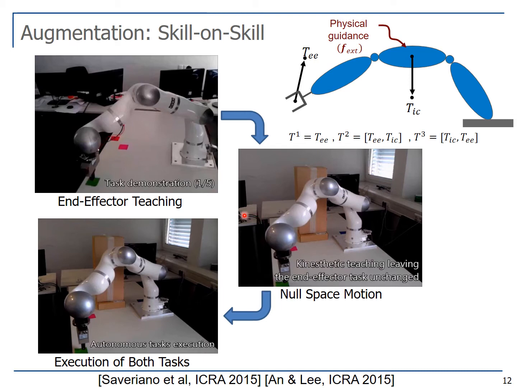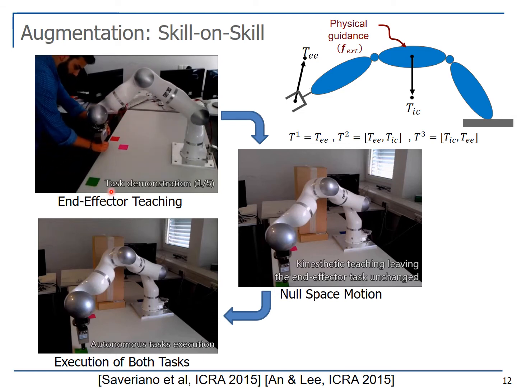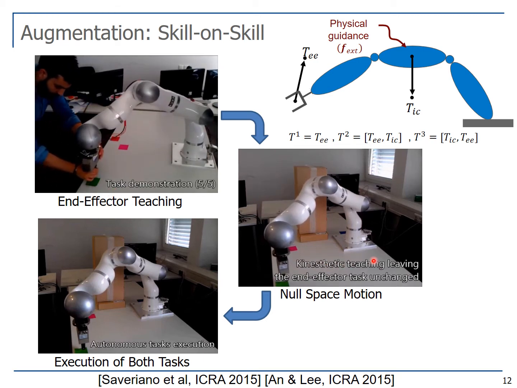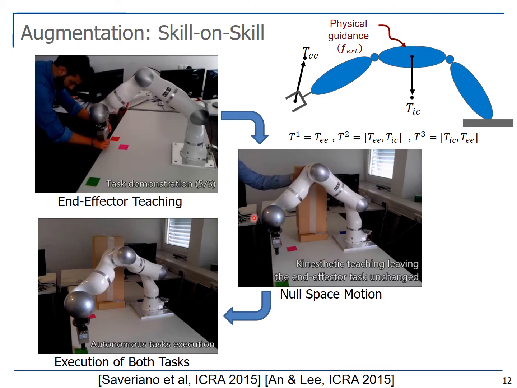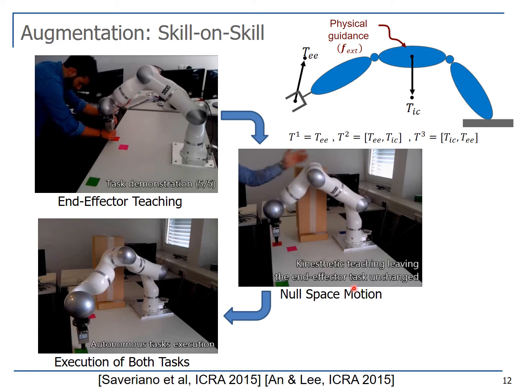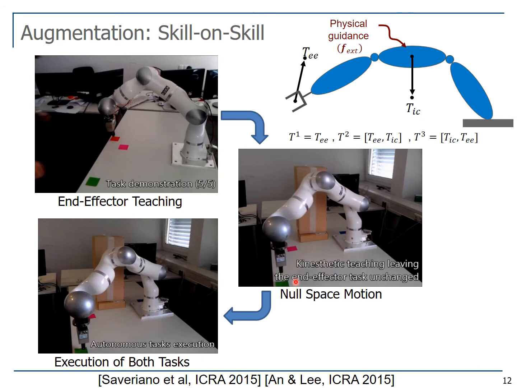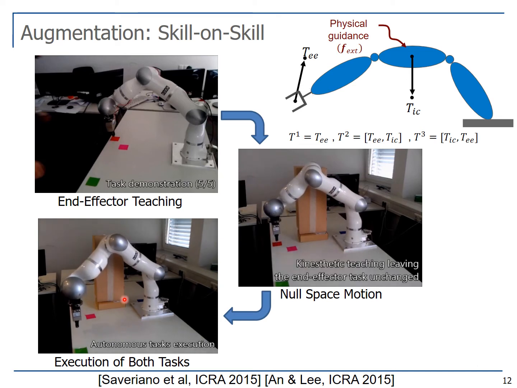Let's look at the video. So first, a human user teaches the end-effector of a robot. Now, while the robot is executing the first task, the human is teaching the secondary task. And this skill is then augmented on top of the first, and the robot can learn both tasks simultaneously.